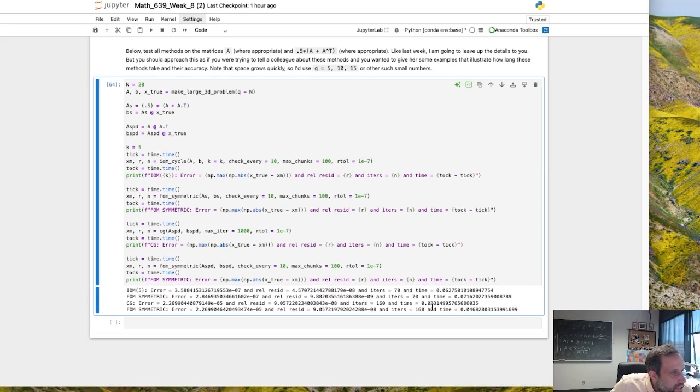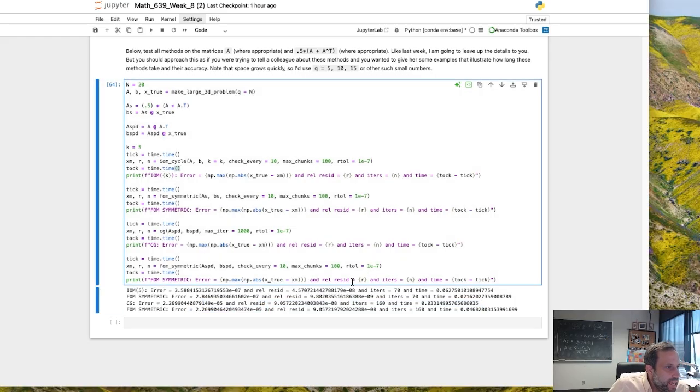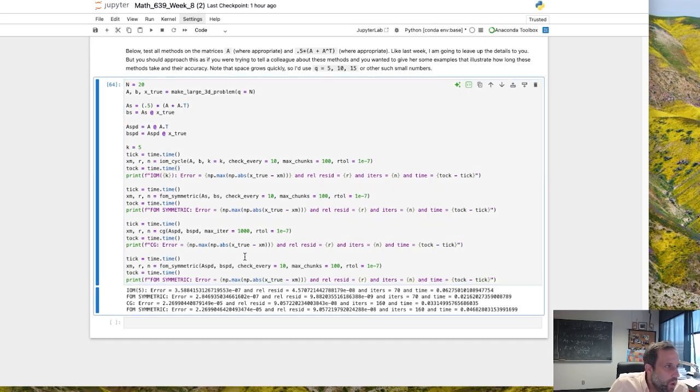Okay, yeah, so we see it's basically going to give us the same exact thing, very, very close answers here, which is exactly what we should expect, because the conjugate gradient algorithm is essentially just another way to derive the FOM symmetric algorithm, but in the specific case where A is sparse and positive definite. And all of these are running extraordinarily quickly as well.